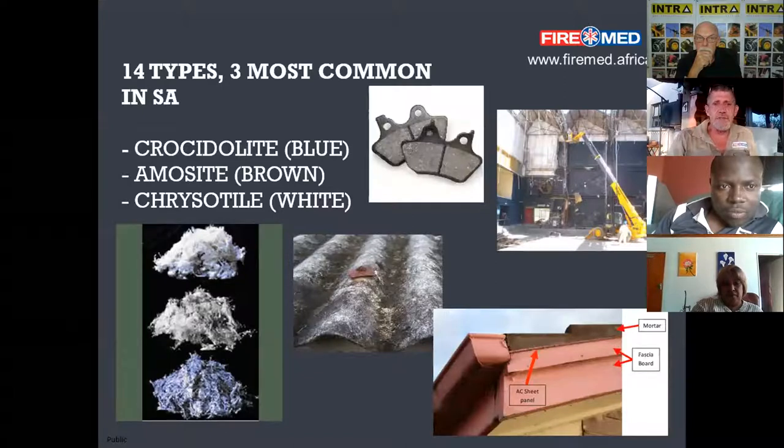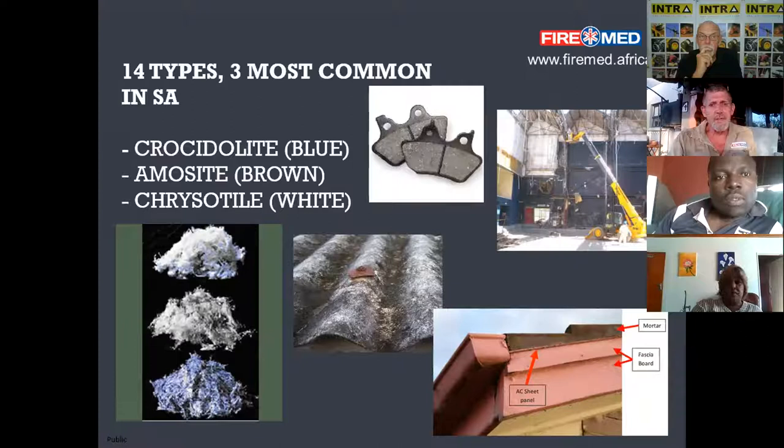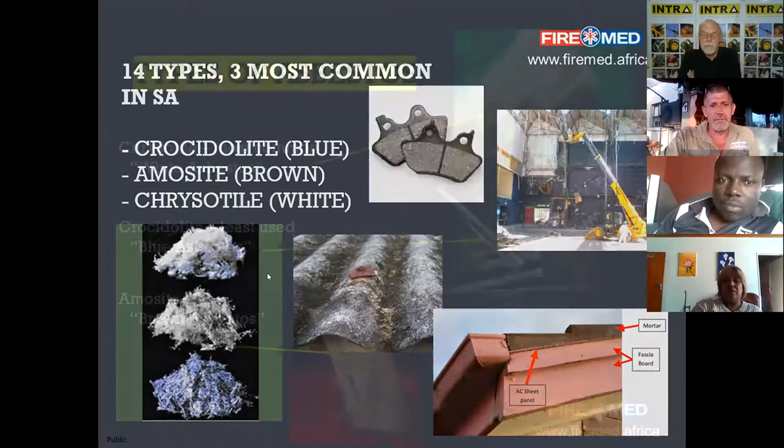There are 14 types of asbestos on the planet, and in South Africa, we used to mine 3 of them: blue asbestos, brown asbestos, and white asbestos, that is crocidolite, amosite, and chrysotile. You can see them in the picture on the left-hand side, the blue asbestos at the bottom, the white asbestos at the top, and the brown asbestos in the middle. That's a typical roof sheeting made from asbestos. Gutters, especially used down at the coast, were made from asbestos, and also brake pads and clutch pads, gland packings, and a number of other things.